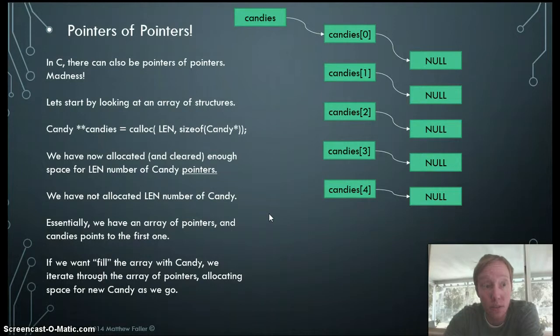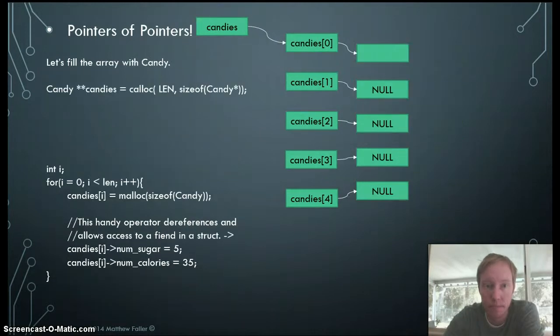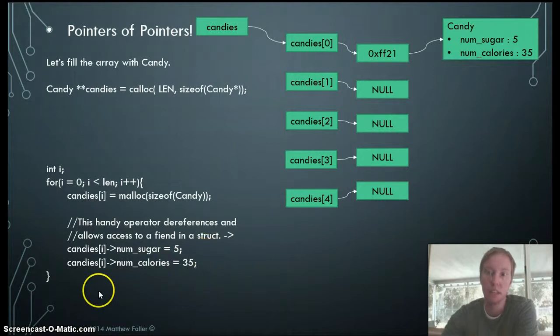If I actually want to fill the array with candy, I'll do something like a for loop, and inside the loop I'll make enough space for my candy and initialize its values. So I've now created a candy pointer and assigned it here. And when you're dealing with a pointer to something, this little arrow operator dereferences and does the dot for you in one motion. It's another C convenience thing. I'd recommend reading up on that a little on your own.